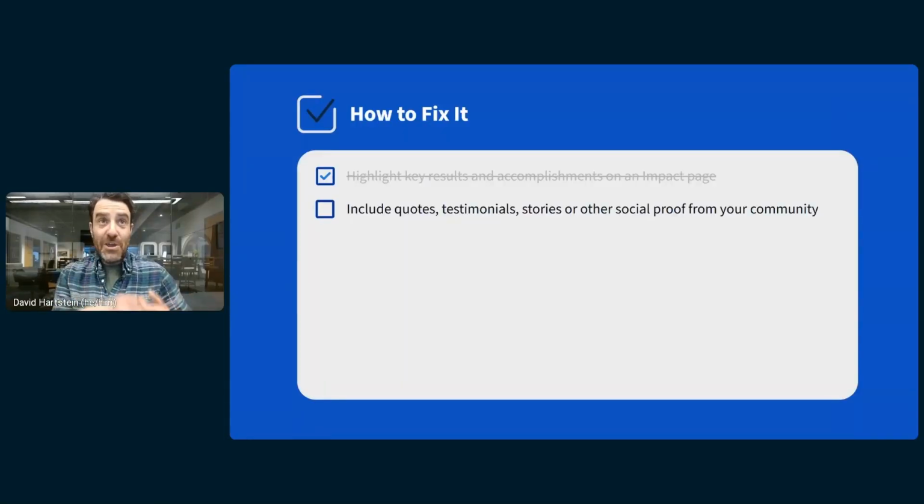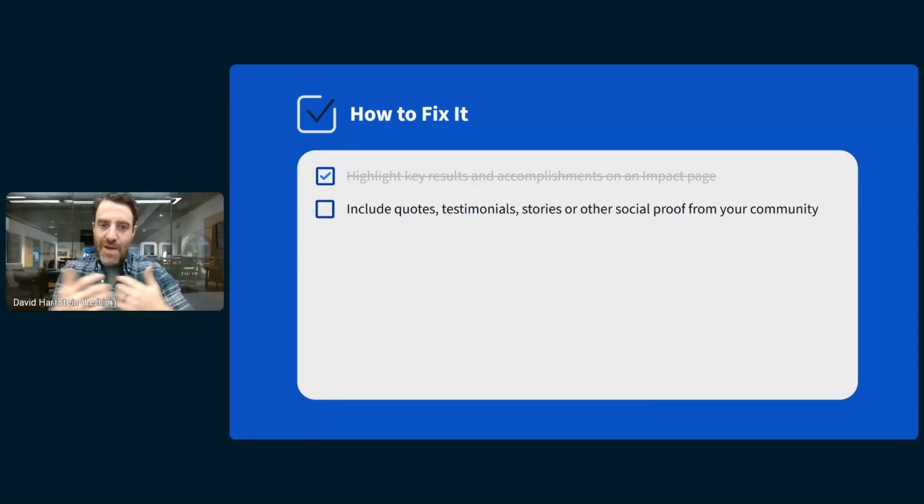Now, building on that, you can also include quotes and testimonials and stories or other social proof from your community. And these can be even more personal ways to demonstrate to visitors that you can and do deliver on your work. When we talk about social proof, we're talking about using the clout of your current supporters as a way to attract more people like them. It's just the idea that people are influenced by the behavior and opinions of people around them.